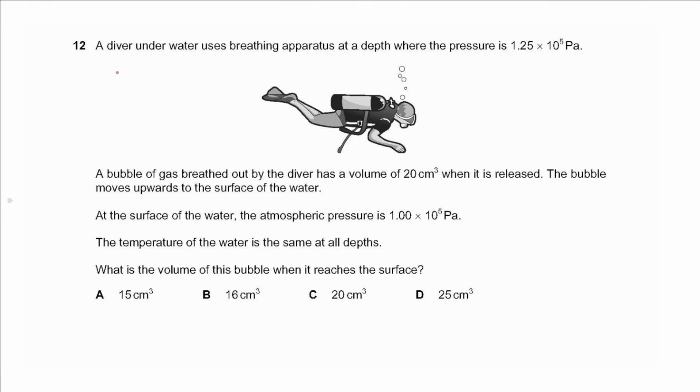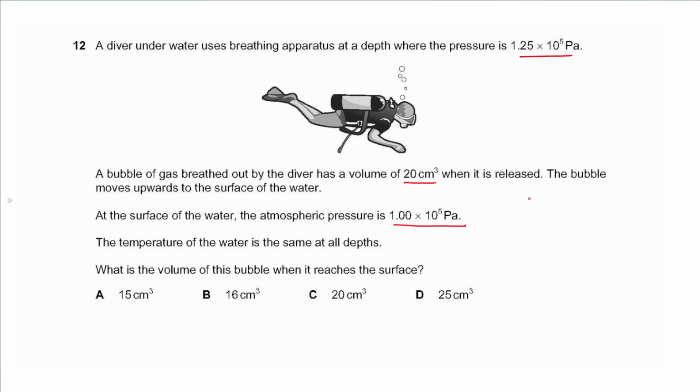Question 12 says a diver underwater uses breathing apparatus to a depth where the pressure is 1.25 times 10 to the power of 5 Pascal. A bubble of gas breathed out by the diver has a volume of 20 centimeter cubed when it is released, when it has a pressure of 1.25 times 10 to the power of 5 Pascal. The bubble moves upwards to the surface of the water. At the surface, the atmospheric pressure is 1 times 10 to the power of 5 Pascal, so the pressure decreased. The temperature of the water is the same at all depths.